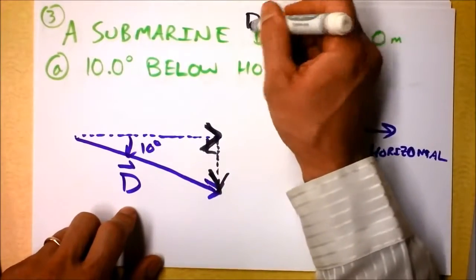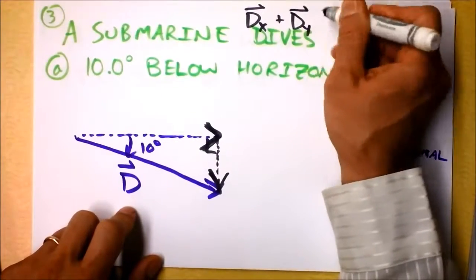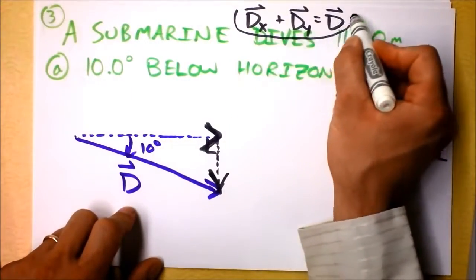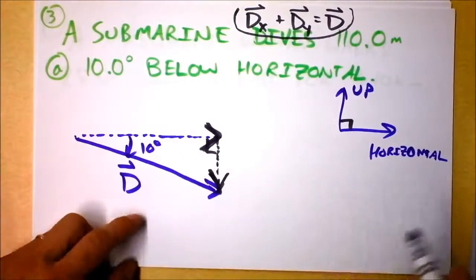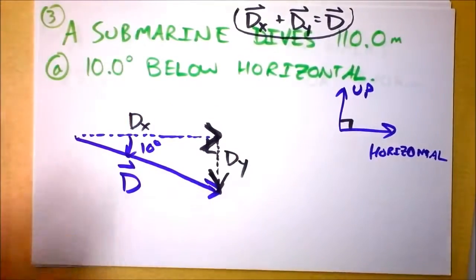What I mean is, if I take Dx as a vector, and I add it to Dy as a vector, I will get the vector D. This is the nature of components. That's what they do. They give you the vector itself, and here's Dx, and here's Dy.